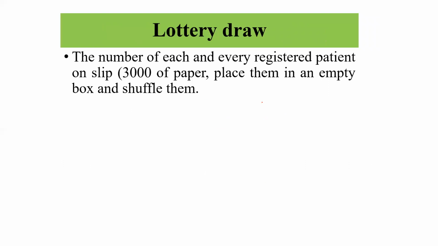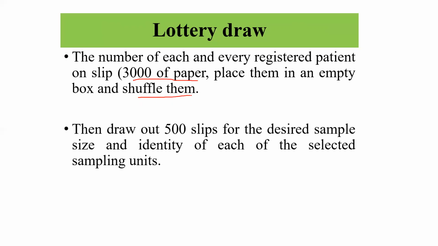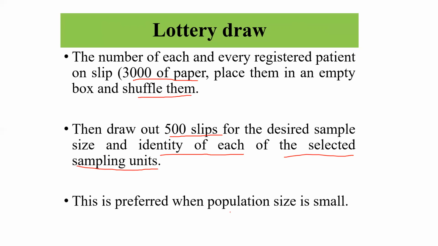Now we need to understand what the lottery method is. The number of each and every registered patient is written on a slip, as in the same example we are quoting from the previous slide, 3000 pieces of paper. Place them in an empty box and shuffle them. Then draw 500 slips for the desired sample size and identify each of the selected sampling units. This is preferred when the population size is small, but if the population is larger, then we have to use other sampling methods.